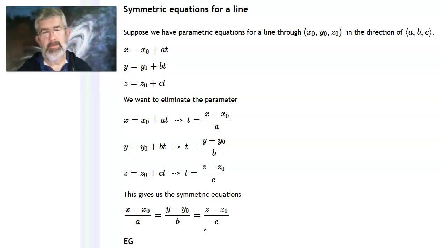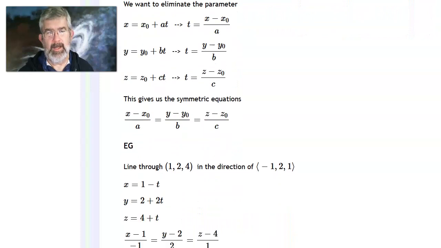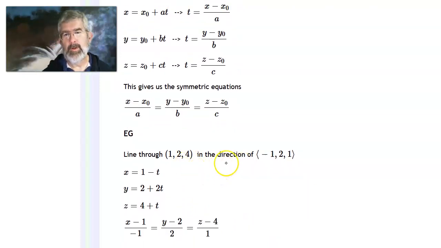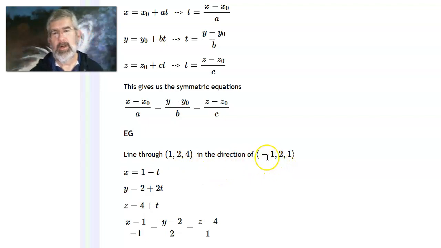In some ways, it's three equations, again, because you'd have this. So here's a quick example. If I want the line through the point (1, 2, 4) in the direction of (-1, 2, 1), then these would be the parametric equations, right? The (1, 2, 4) is the x0, y0, z0. The direction vector, (-1, 2, 1), you can see it here. And the symmetric equations look like this.